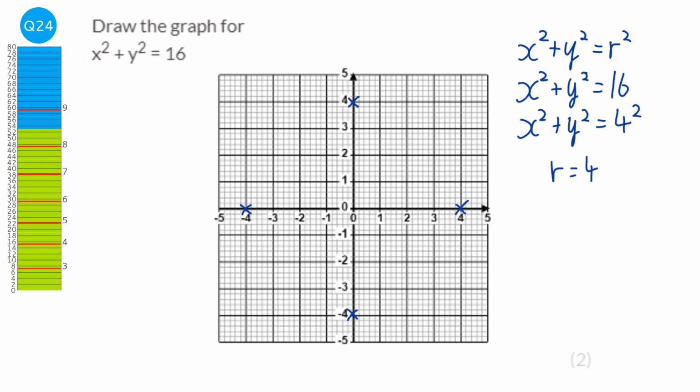I'm going to try my best. I don't have a compass that works with this graphics tablet, but I'm going to try and draw somewhat of a circle. There we are. That's probably the best circle I'm going to draw. What you do is get a compass and put the point at 0, and then measure out 4 units, between the 0 and the 4, and then just draw a perfect circle round.